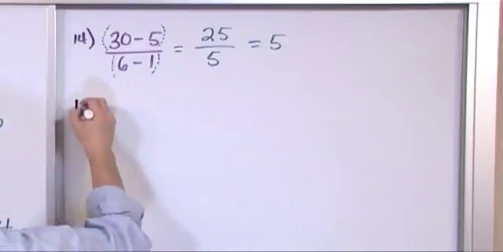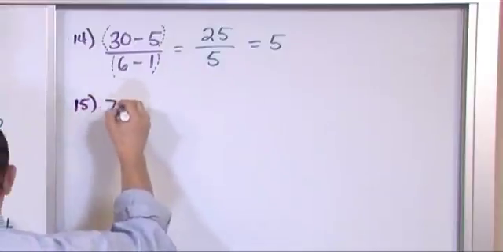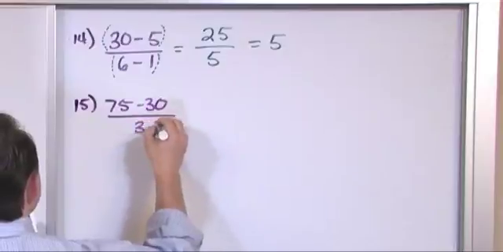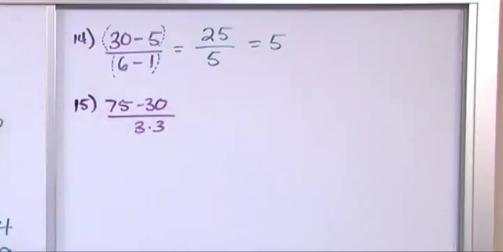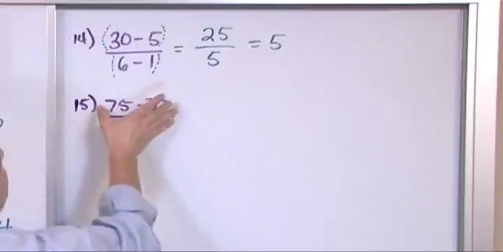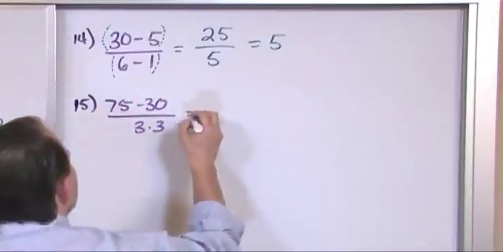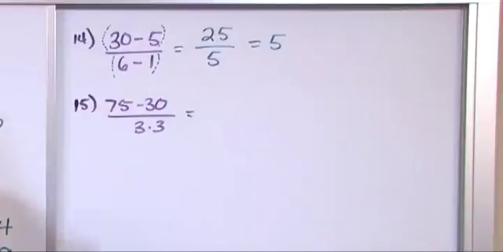All right, 15. 75 minus 30 divided by 3 times 3. So it's the same thing. You pretend when you see a fraction like this that there's an invisible parenthesis around the top and an invisible parenthesis around the bottom. So we do them just like you'd think.